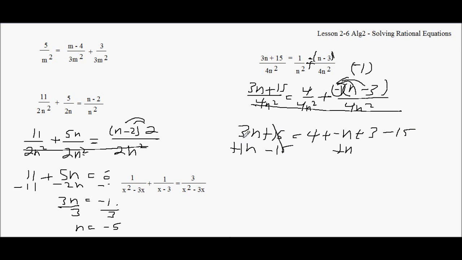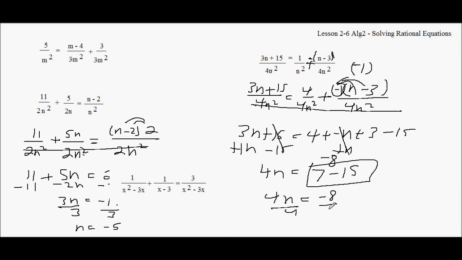So that's going to go away. This is going to be 3n plus n is 4n. This goes away. 4 plus 3 is 7, minus 15. 7 minus 15 is minus 8. 4n equals minus 8, divided by 4. I get n equals minus 2. And that's it. Okay, last one.